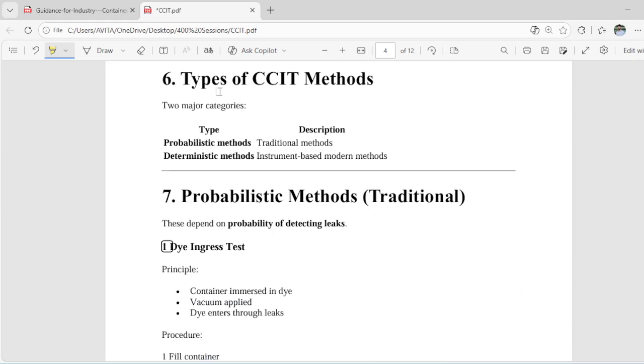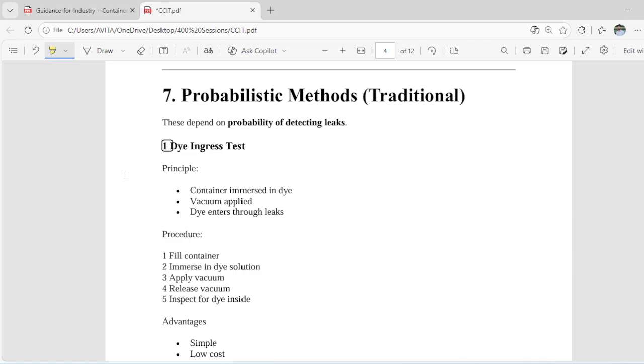Now we'll discuss the two main types of container closure integrity methods. The first one, we have the probabilistic method. This is a traditional one, and currently the FDA does not recommend performing this test. We have more advanced ones, which are the deterministic methods. These are instrument-based modern methods, and the FDA recommends using the deterministic method. But we will discuss both of them.